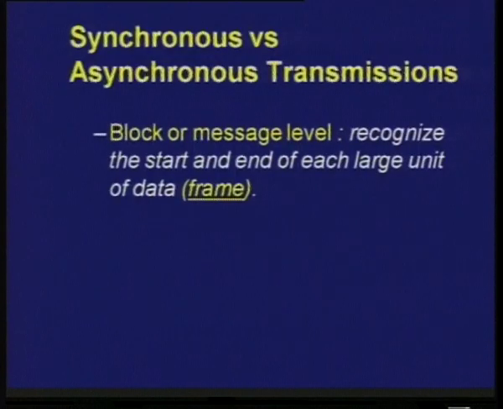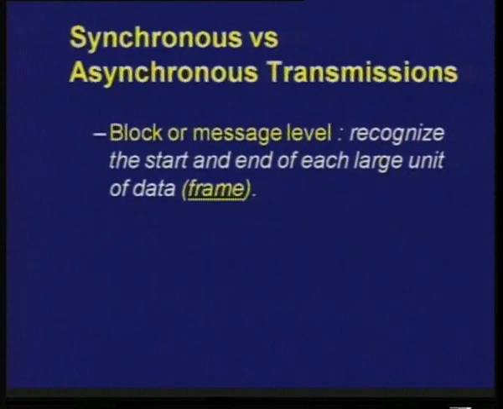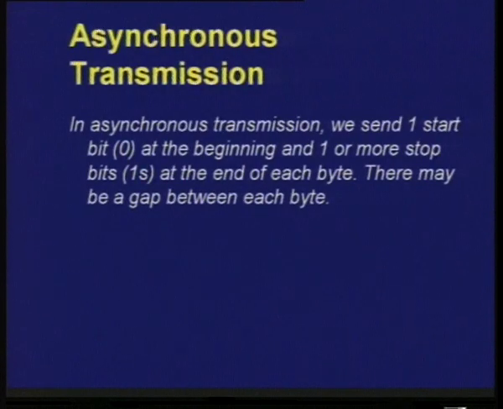Third, you need to do a higher level of synchronization, that is, you need to be able to identify that you have received a block, that is, recognize the start and end of each large unit of data, blocks of data, and when we are talking about the data link layer we normally refer to these as frames. So you need to be able to identify the beginning and ending of a frame. This is what we mean by synchronization tasks. When we talk about synchronous versus asynchronous transmission, the difference comes as to at what level you are doing the synchronization. Let us look at asynchronous transmission first. In asynchronous transmission, we send one bit at the beginning and one or more bits at the end of each byte.